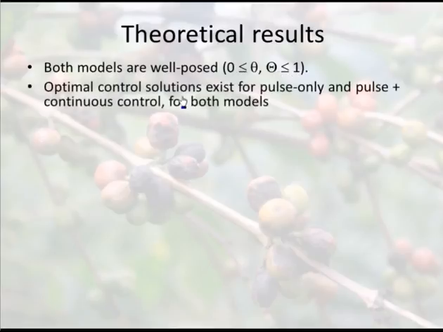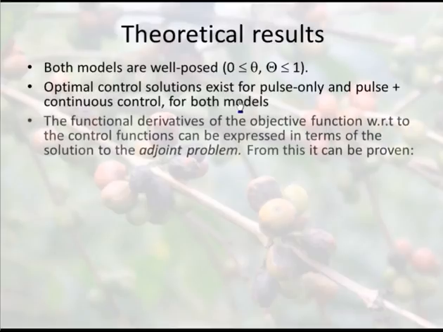Optimal control solutions do exist, both for pulse only and for pulse plus continuous control for both models. So there are existence results for all these cases. There's an expression of the functional derivatives of the objective functions with respect to the control functions, and the expression is in terms of the solution to the adjoint problem. Using this expression, we can prove a number of things.